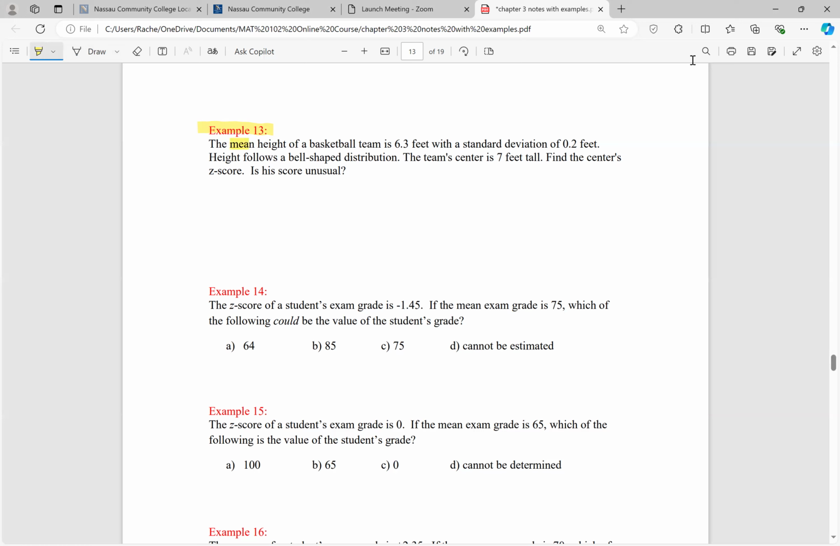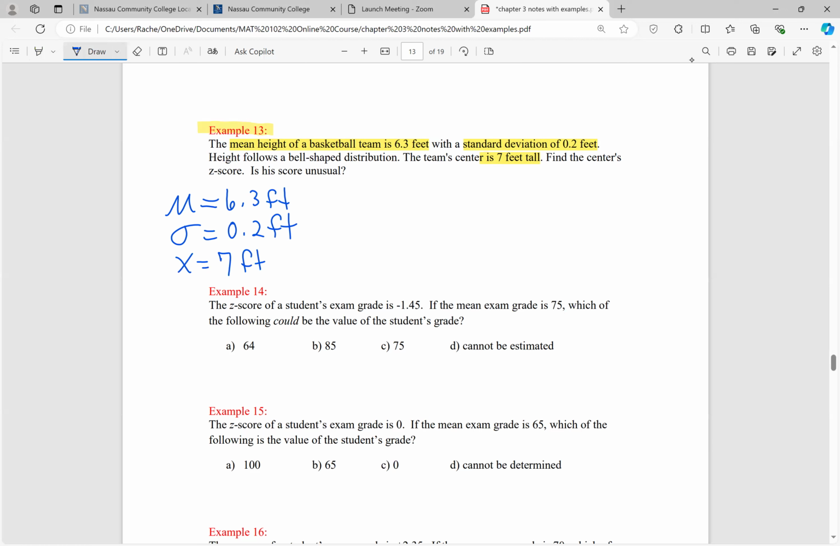So we know that the mean height of the team is 6.3 feet with a standard deviation of 0.2 feet. So let's write that down. So we're going to use mu for the mean since we're assuming it's for the team of all basketball players. There's no mention of a sample. So mu is equal to 6.3 feet. And the standard deviation is equal to 0.2 feet. And we have this center that's 7 feet tall. So x is going to be equal to 7 feet because that's the height of this particular player.